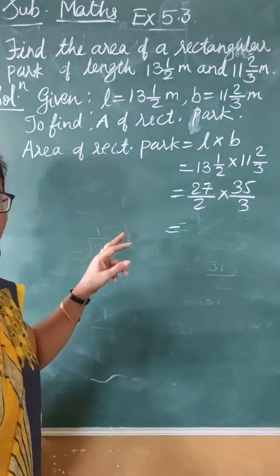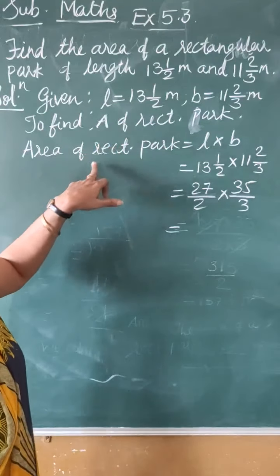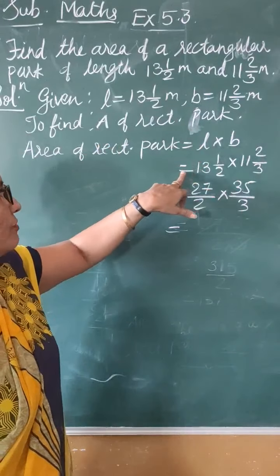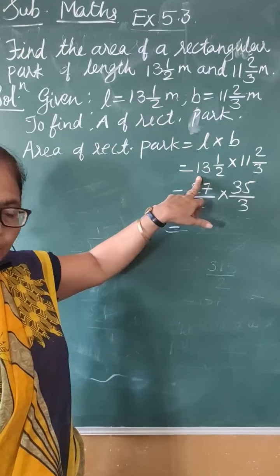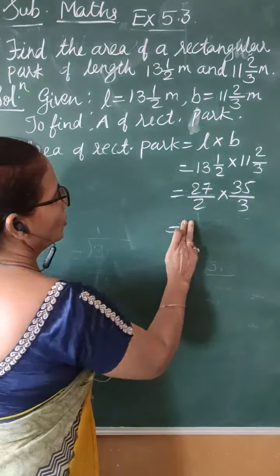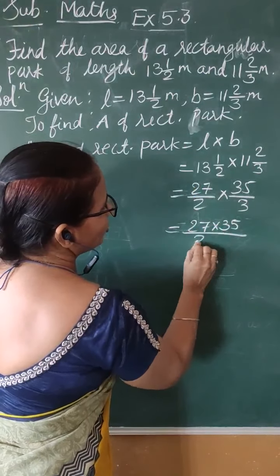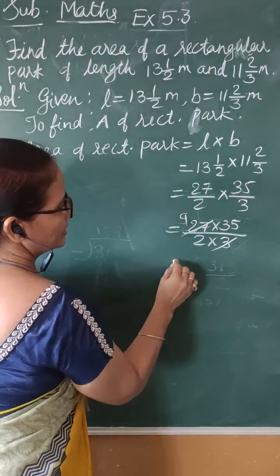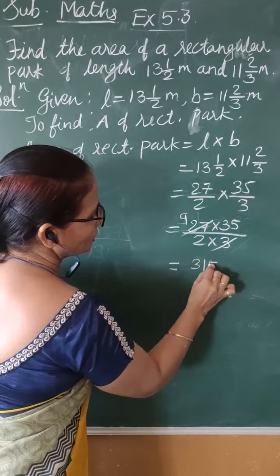Now let's see question number 10. Question number 10 is, find the area of rectangular park of length 13 1/2 meter and breadth 11 2/3 meter. So children, you have to find the area of rectangular park. You know the formula for area of rectangle is length into breadth. We put the values of length and breadth given in the question, convert into improper fractions and simplify.